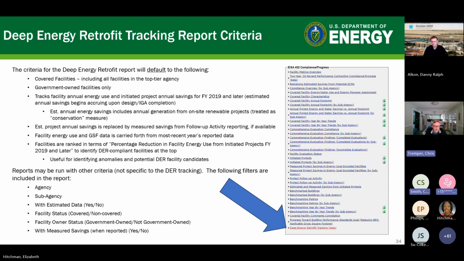And the way the report ranks the facilities is in terms of percentage reduction versus that base year, based on those identified projects. So let's take a look at the report. Now, originally, when I had prepared my slide for this, you can advance the next.